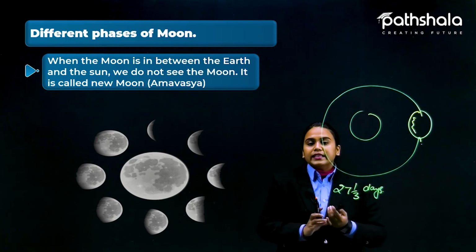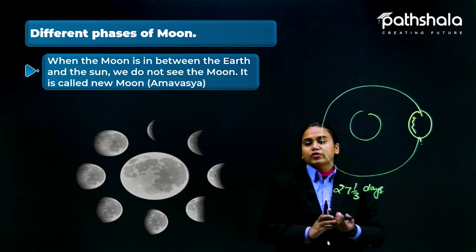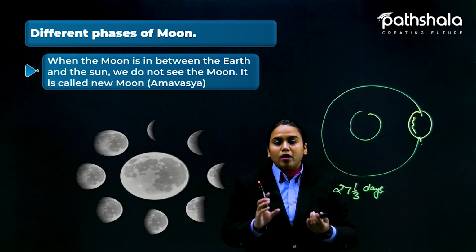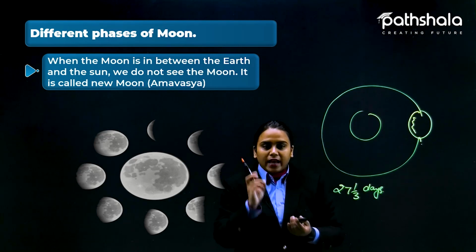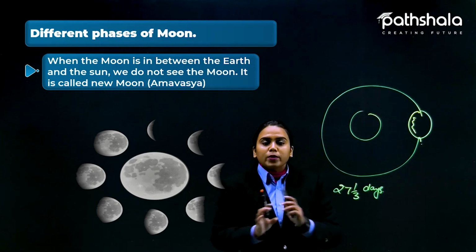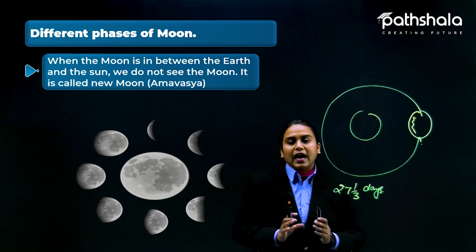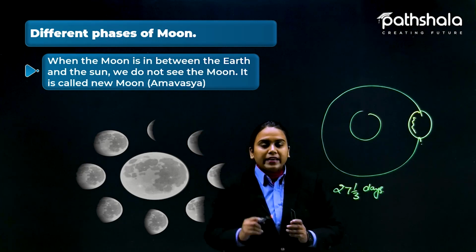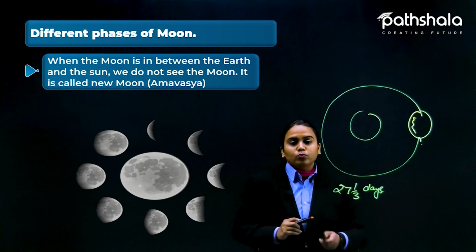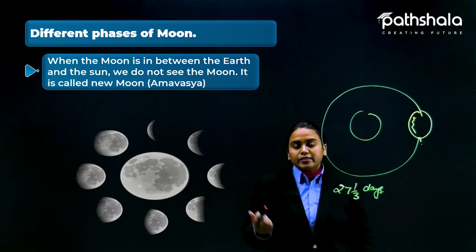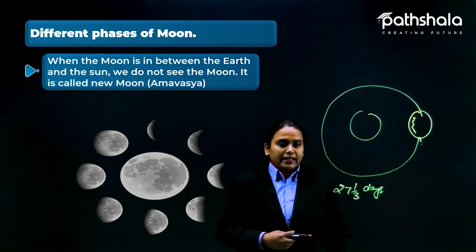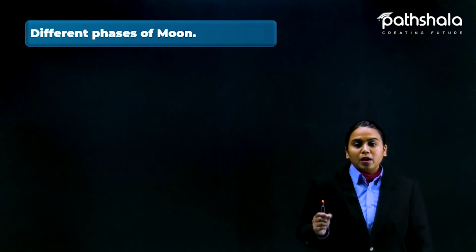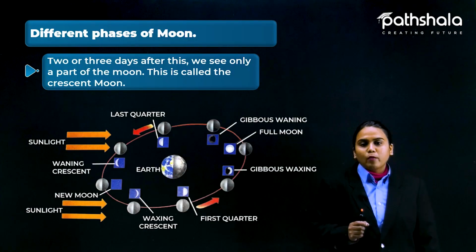Okay, so here are the different phases of the moon. As you can see, there is one night when you won't be able to see the moon in the sky. That is known as Amavasya, or in English, the new moon. So what are the different phases of the moon? We are going to read that right now, describing them one by one.